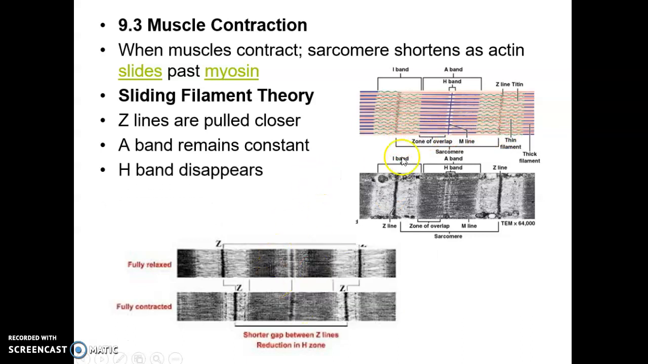It appears constant, it appears dark. The H band will disappear with full contraction, because with full overlap of thin and thick filaments, that H band gets squeezed out in a way. The I band also decreases, not fully, but it'll get shorter, as you see here and over here.